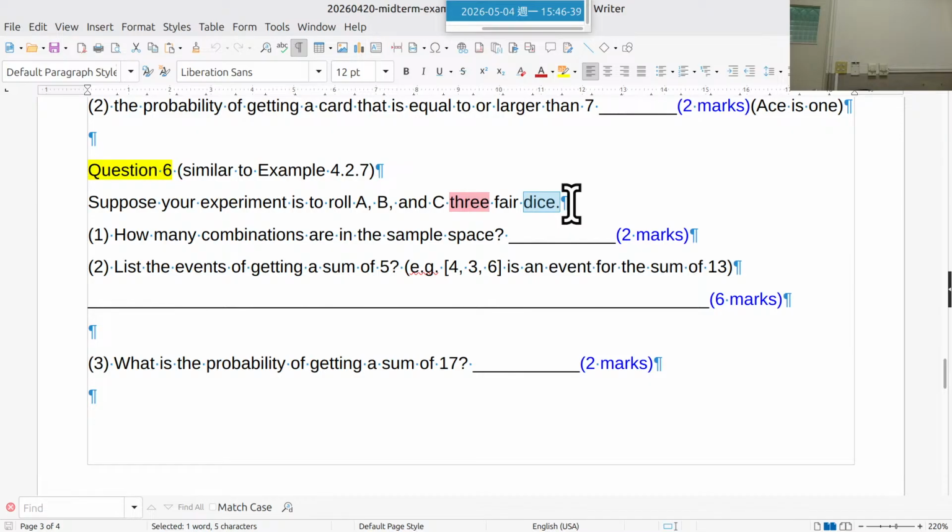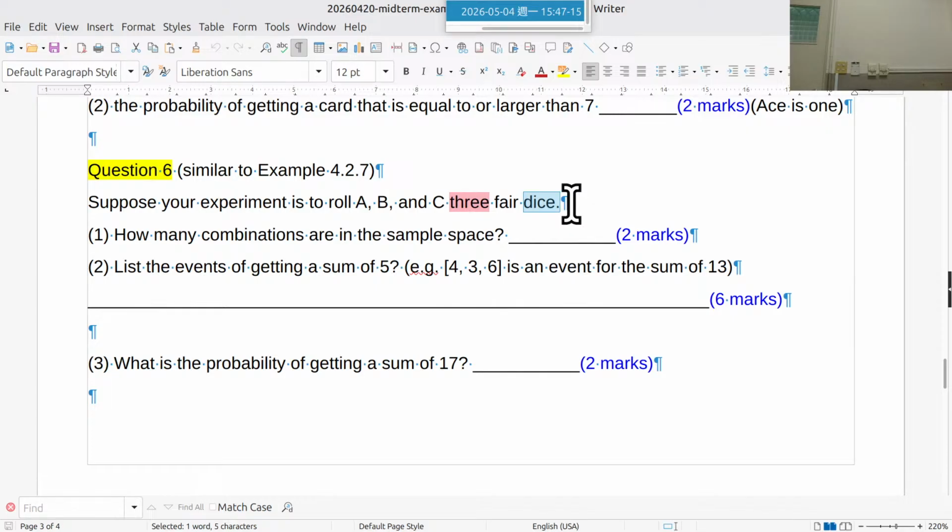How many combinations? We know 6 outcomes in one die. A, 6. B, 6. C, 6. Multiplied: 6 times 6 times 6 would be 216. So the sample space, what does it mean? You can check the definition: all possible situations that appear in the experiment. That's my easy way to explain what the sample space is. Okay. Next question.